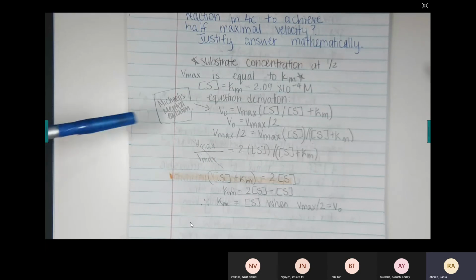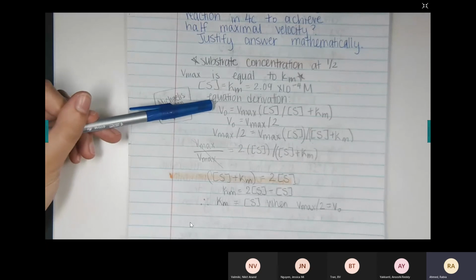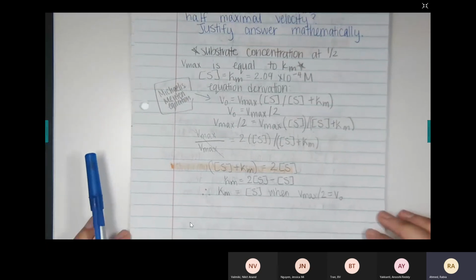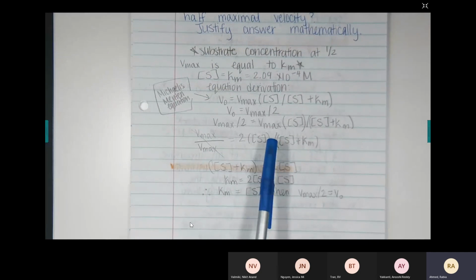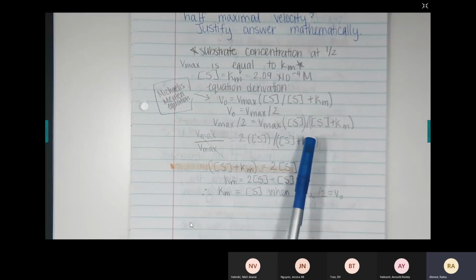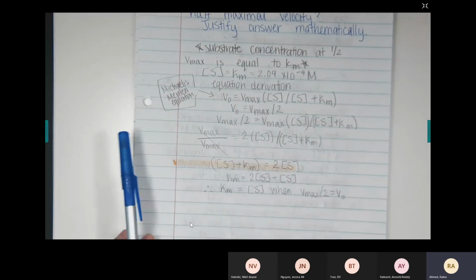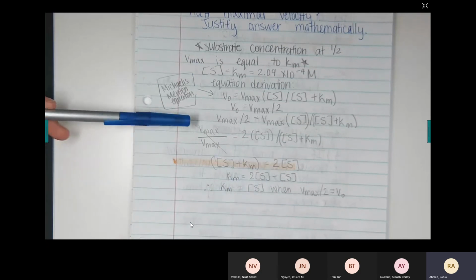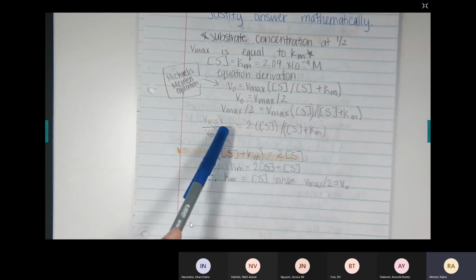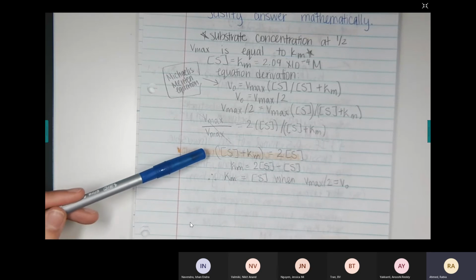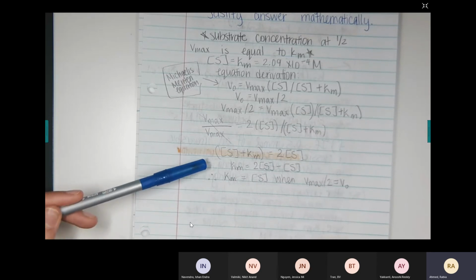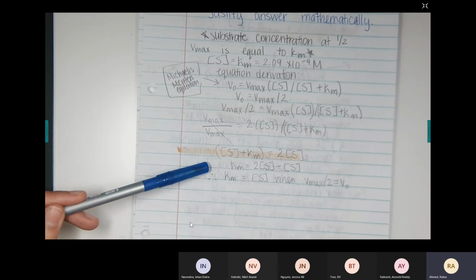So what we're going to do is make these two V naught equations equal to each other. So it's going to be Vmax divided by 2 equals Vmax times S over S plus Km. This is my Michaelis-Menten, and this is this one. So I bring the Vmax to the side, I divide it, and it cancels out, and then I multiply by 2, and I bring this here at the same time. And so it's S plus Km equals 2S, and then Km equals 2S minus S.